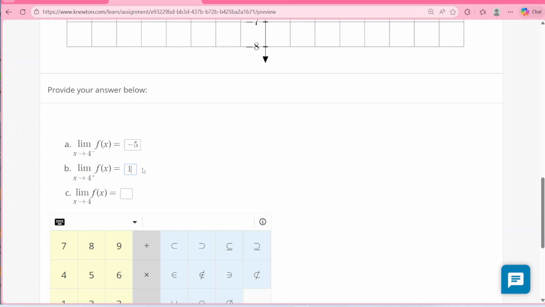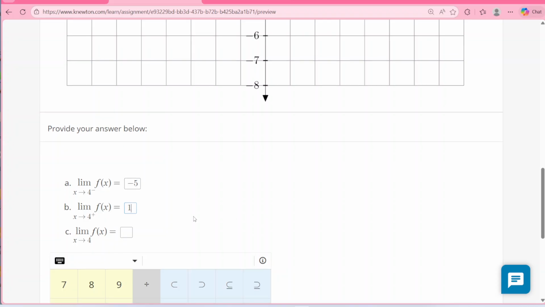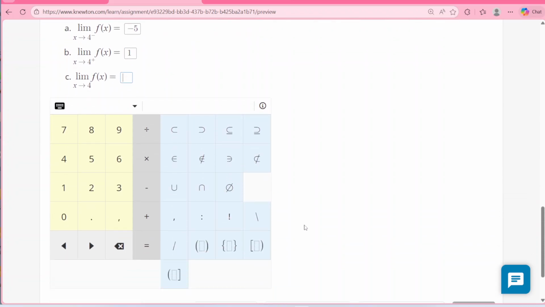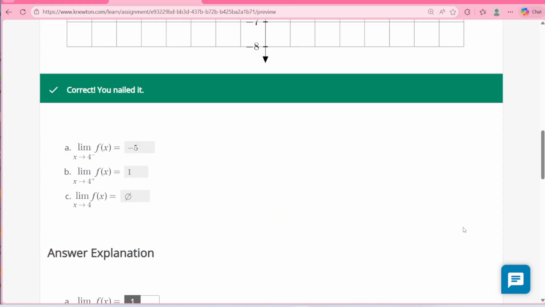And based on what I was saying on my previous handwritten page, see how these are different? The left side's approaching a y value of -5. The right side is approaching a y value of 1. Since these are not the same location, clearly from the picture, the graph is approaching 2 different locations on both sides of 4. So then the two-sided limit does not exist. So I'm entering that circle with the slash, that empty set symbol, for the two-sided limit, the one without the little plus or minus. Great.